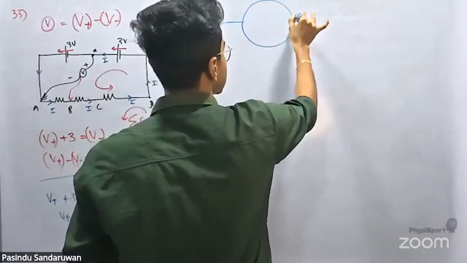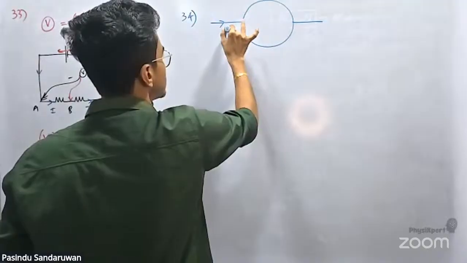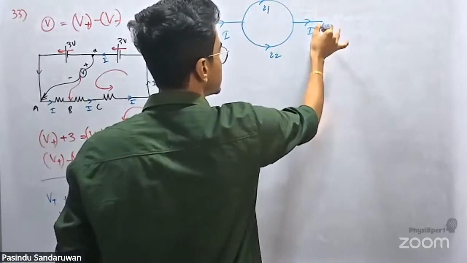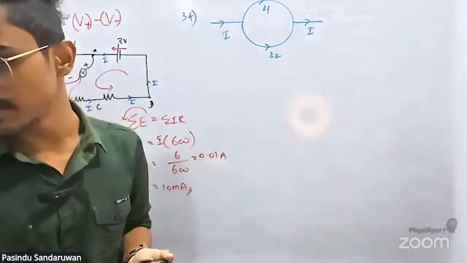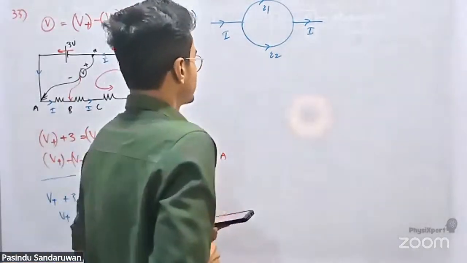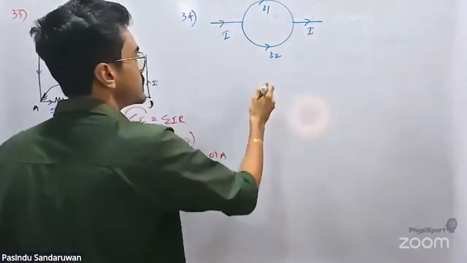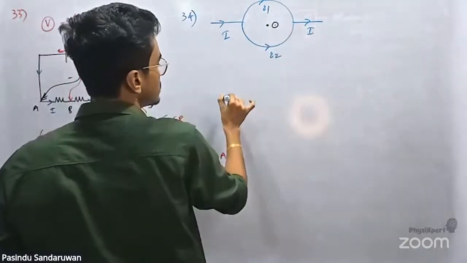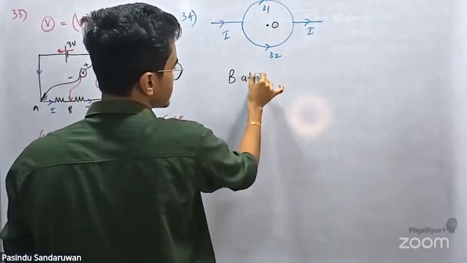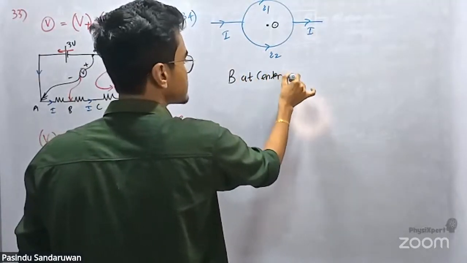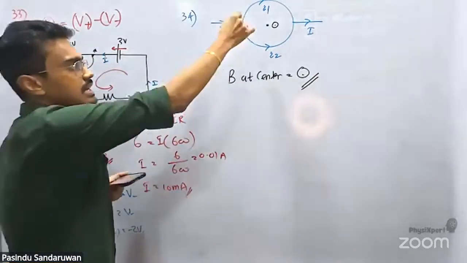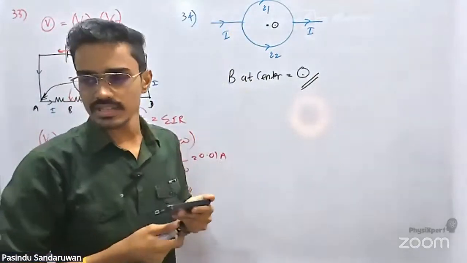Again, this is something you must know. If currents are divided, very important, very popular questions come from this. If currents are divided in a circular loop, the magnetic flux density, which we call B, at the center always becomes 0. If currents are divided in a circular loop, that always happens.